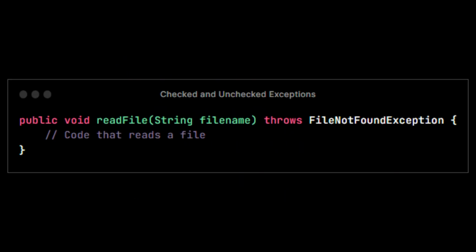Checked and unchecked exceptions. In Java, exceptions are categorized as checked exceptions or unchecked exceptions. Checked exceptions are those that need to be declared in the method signature or handled explicitly. Unchecked exceptions, on the other hand, do not need to be declared or caught. It's important to understand the difference between the two.